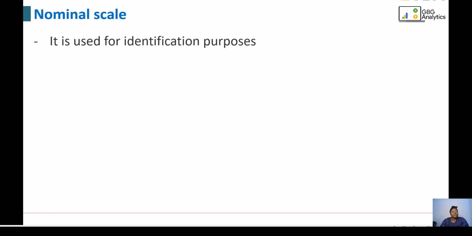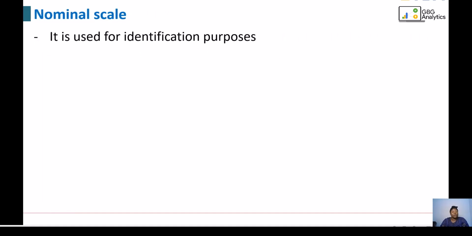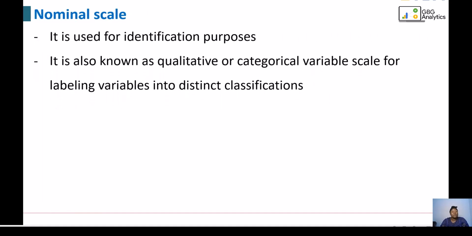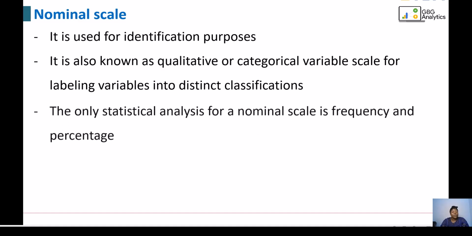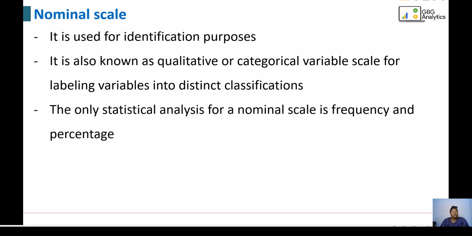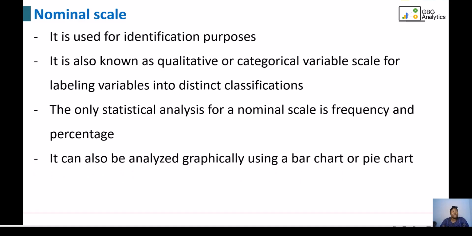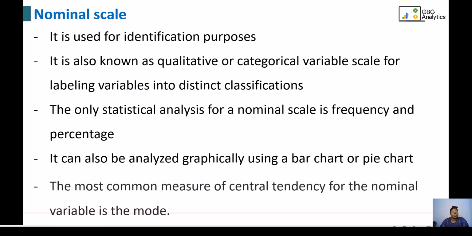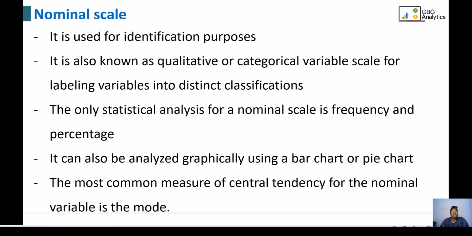So what is the nominal scale? It is usually used for identification purposes, known as a qualitative or categorical variable scale for labeling variables into distinct classifications. The only statistical analysis for a nominal scale is frequency and percentage. It can also be analyzed graphically using a bar chart or a pie chart. The commonest measure of central tendency for a nominal variable is the mode.